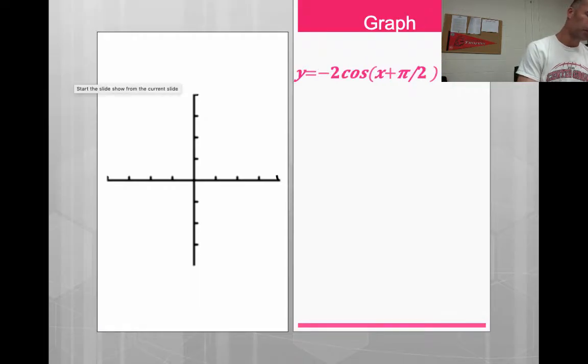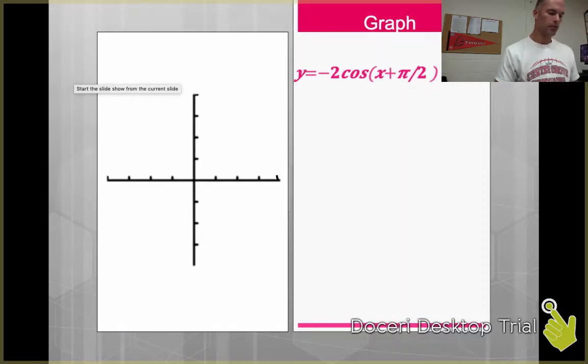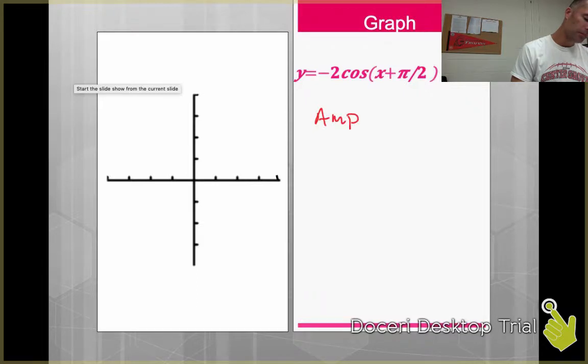All right, my next one here. We have y equals -2 cosine of the quantity x plus pi halves. All right, so my amplitude is the absolute value of -2, which is 2. My period is still 2 pi, so I'm going to put my tick marks. So that would be pi over 2, that would be pi, that would be 3/2 pi, and that would be 2 pi.